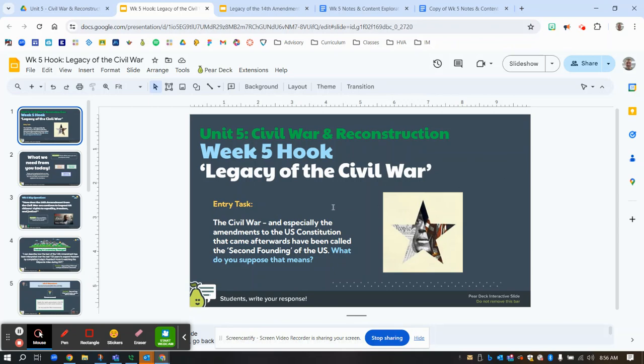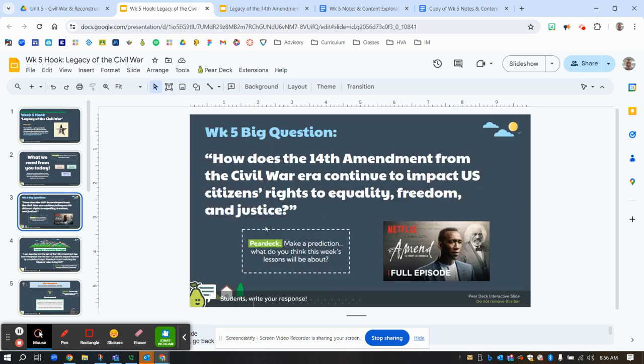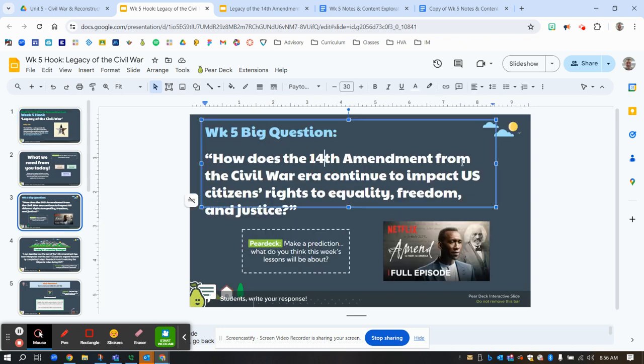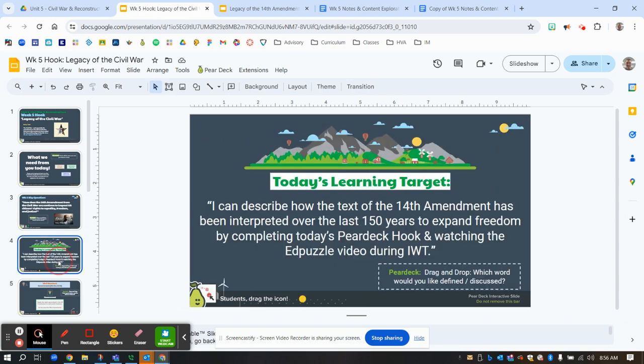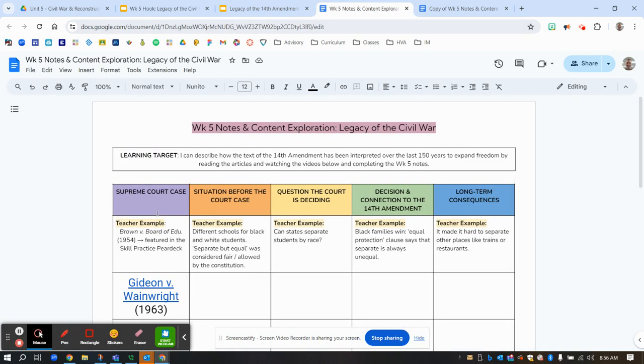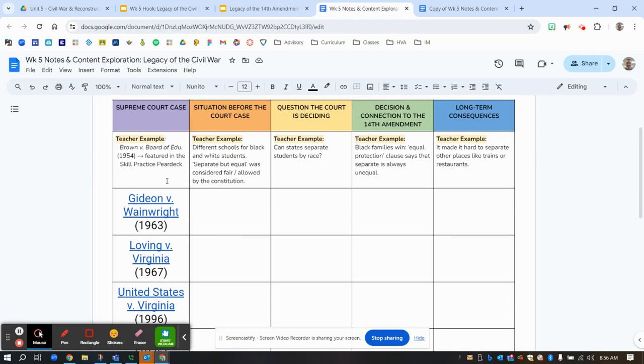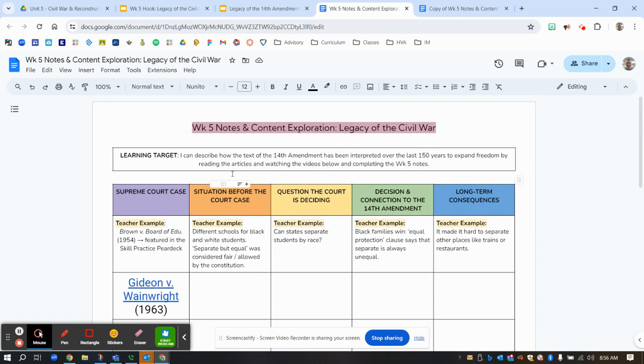In particular, we're looking this week at the legacy of the Civil War, and in particular, the 14th Amendment. So, our learning target from yesterday is that you can describe how the text of the 14th Amendment has been interpreted over the last 150 years to expand freedom. It's a really cool set of topics, and I'm really hoping that you can get into the big picture of, here's an amendment that was passed 150 years ago.